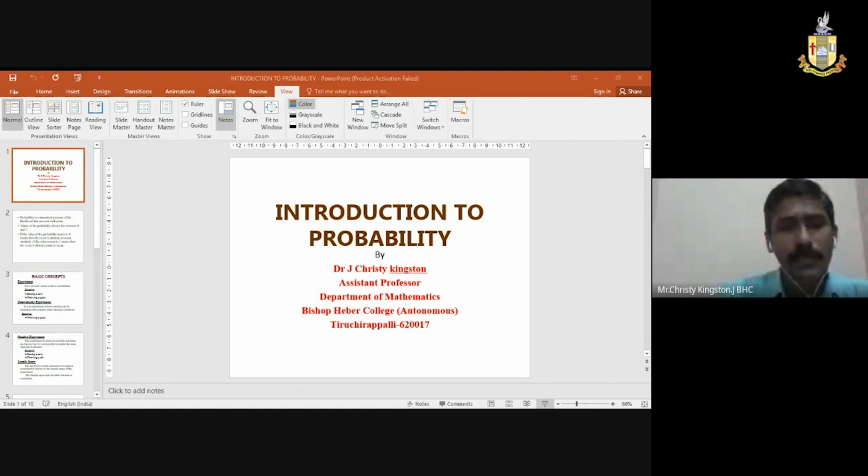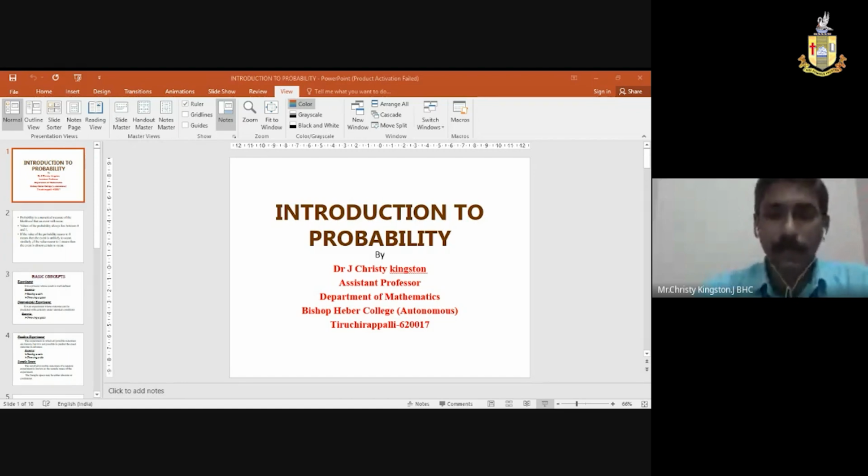Here sample space is nothing but the outcomes. The outcome of the experiment is known as the sample space. Here the definition is: the set of all possible outcomes of a random experiment is known as the sample space of the experiment. What are all the possibilities for the experiment? They can be collected in a single set that is known as the sample space.